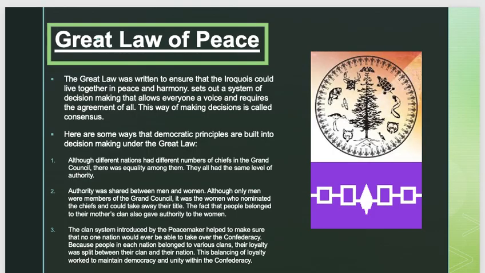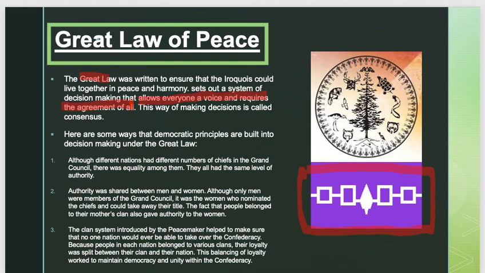So first of all, I'm just going to highlight the important pieces. So the Great Law of Peace, if you remember, it is what the Hiawatha Wampum Belt is. It describes the Confederacy, and it's like the set of rules they live their lives by. So it sets out a system. In the Great Law of Peace, it allows everyone a voice and requires agreement from all. So it's in the Great Law of Peace that you need to have consensus.